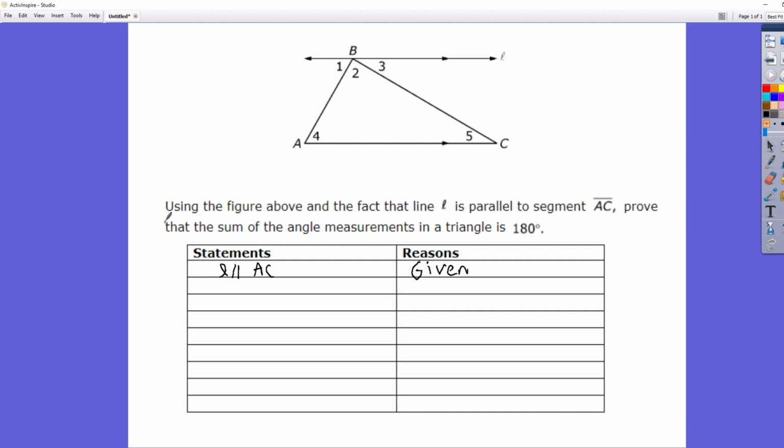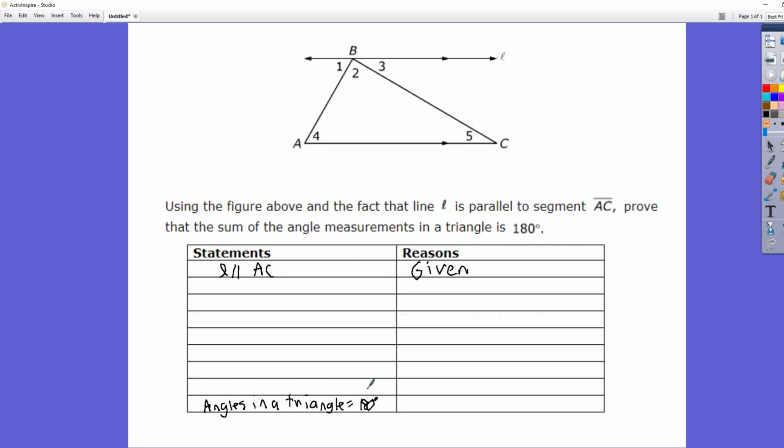And what are we trying to prove? Because whatever we're trying to prove is going to be the last line. We're trying to prove that the angle measures in a triangle is 180. Angles in a triangle, and I'm just going to abbreviate, equals 180.